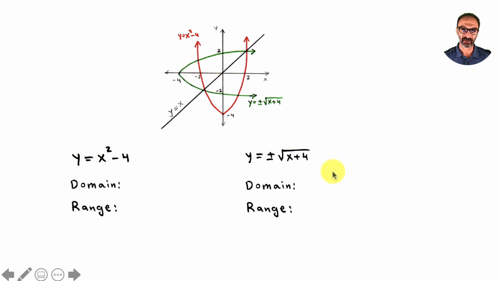Let's talk about the domain and range. Again, just to enforce that the domain of the function is the range of the inverse, and the range of the function is the domain of the inverse. Looking at the red part right here, the parabola that is going all the way up, shifted down 4 units, the domain will be all real numbers, and we write it from negative infinity to positive infinity.